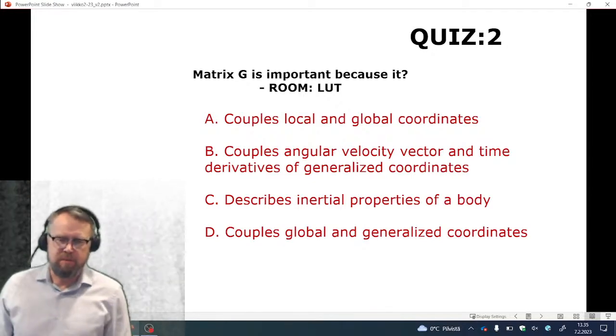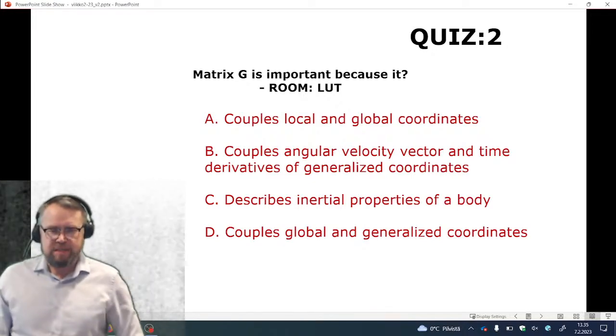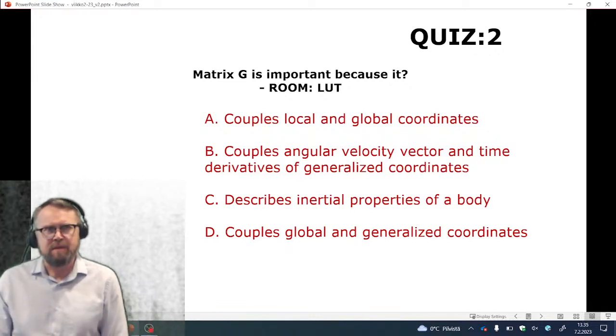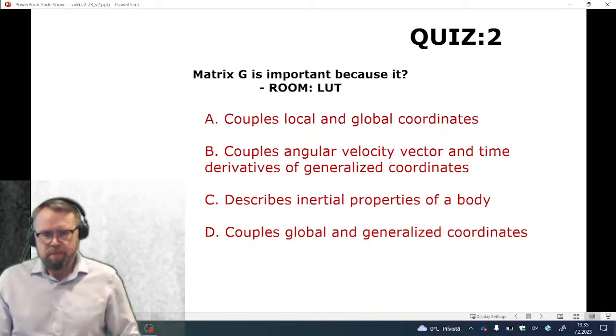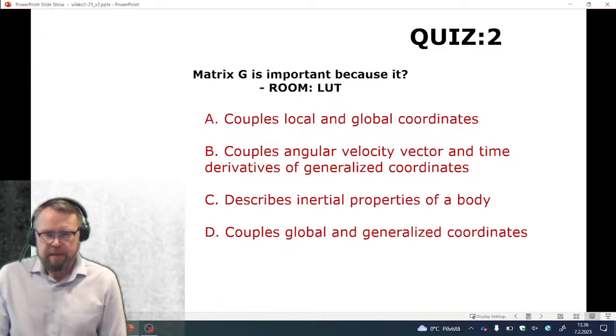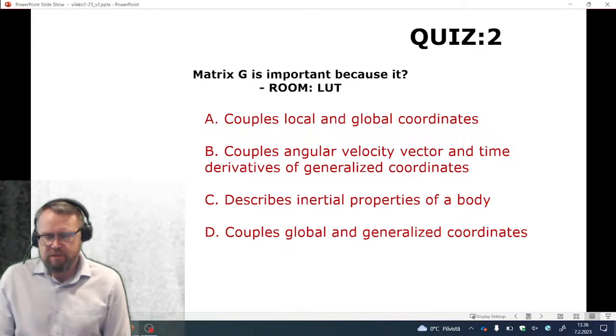Okay. So this is going to be difficult. The T matrix is important because it couples the local and global coordinates. Well, let me explain this to you. It couples the angular velocity vector and the time derivatives of generalized coordinates. It describes the inertia properties of the body. It couples the global and generalized coordinates.